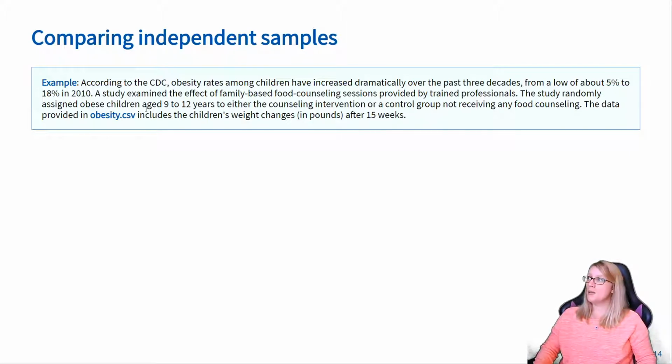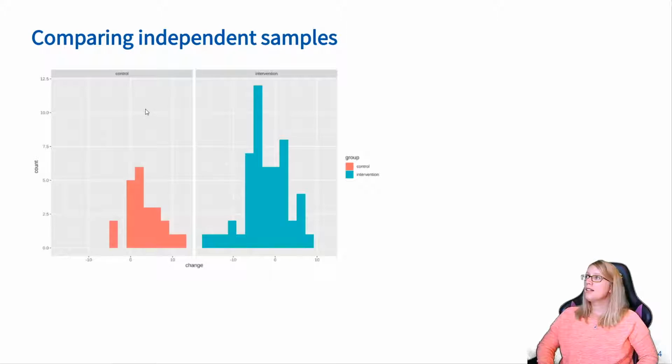So these are independent samples. Let's take a look at the data. Here we're looking at the change in weight after a 15-week period. If the weight has increased or has a positive change, the children have gained weight. If there is a negative change, they have lost weight over those 15 weeks.